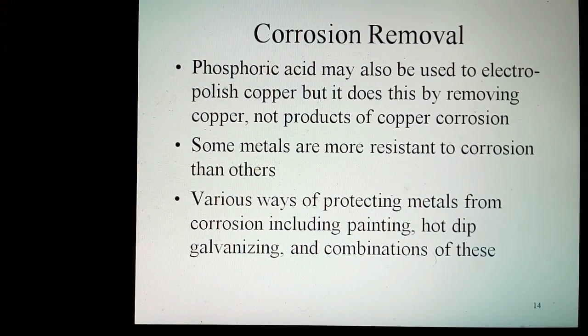Phosphoric acid may also be used to electropolish copper, but it does this by removing copper, not the products of copper corrosion. Some metals are more intrinsically resistant to corrosion than others. There are various ways of protecting metals from corrosion, including painting, hot dip galvanizing, and combinations of these.